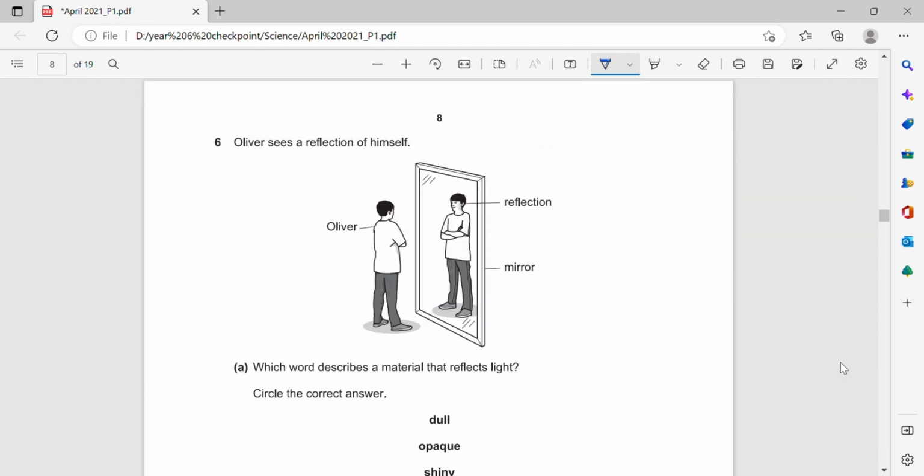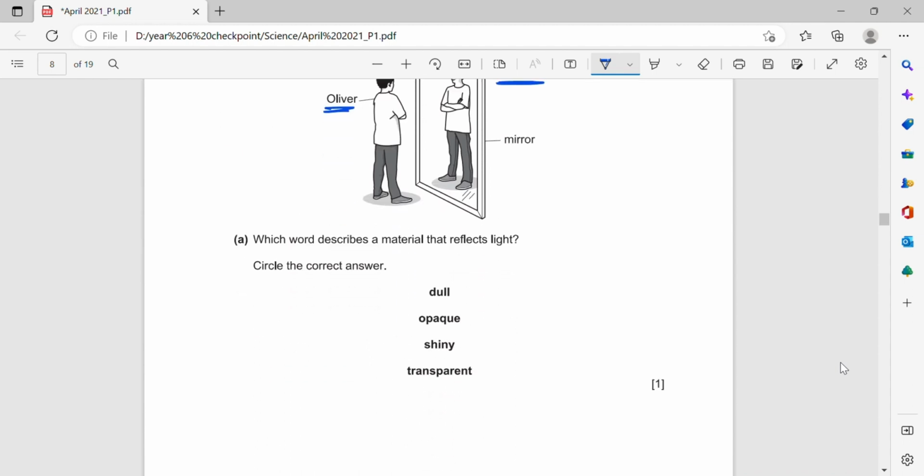Next question. Oliver sees a reflection of himself. He is standing in front of a mirror and reflection is happening, so he can see a mirror image of himself. Which word describes a material that reflects light? Circle the correct answer. Dull, opaque, shiny, transparent. Great, it is called shiny. The mirror is shiny.